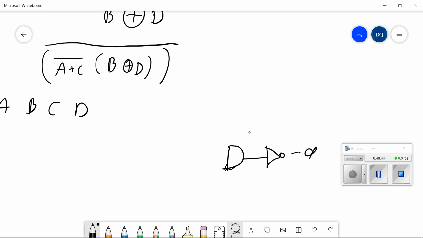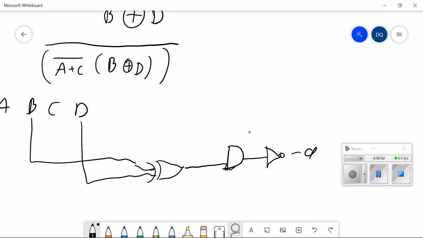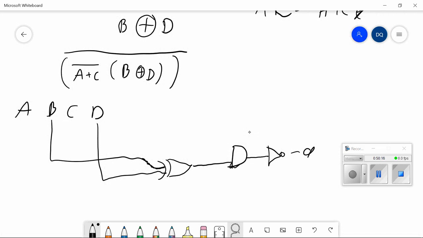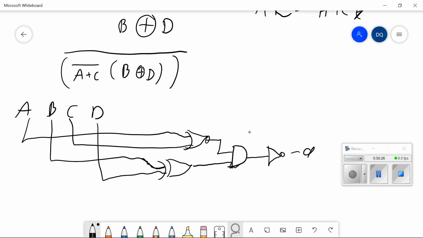I've got NOT, and then here I've got B exclusively OR D, so I've got an exclusive OR gate there. That'll be B exclusively OR D. So you're going to see a little more math becomes a lot less circuit drawing. And so this AND gate is that AND there. A NOR C, so not A or C. So I've got like a NOR gate. A or C. So let's try this out.